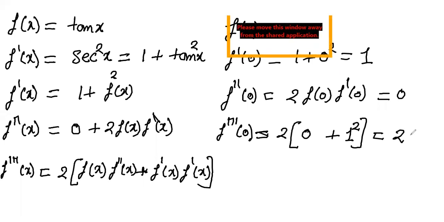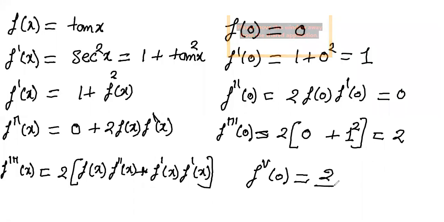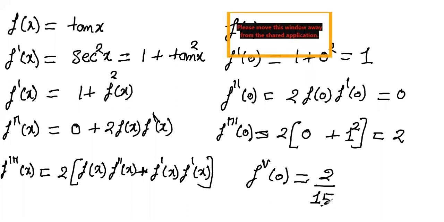Now f 4 times 0 will be 0. Then we have to find f 5 times. I am directly writing f 5 times 0, I will get 2 upon 15. You can try it. 2 upon 15.